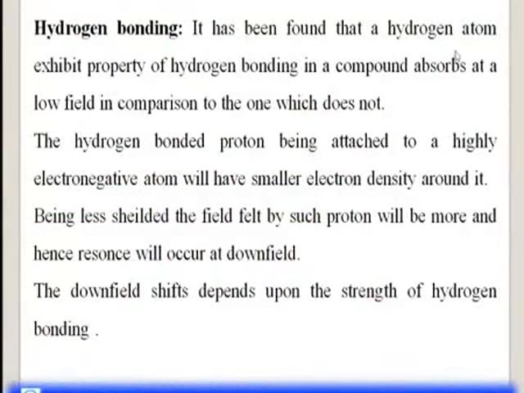Next effect is hydrogen bonding. It has been found that a hydrogen atom exhibiting the property of hydrogen bonding in a compound absorbs at a low field in comparison to one which does not. The hydrogen-bonded proton, being attached to a highly electronegative atom, has a smaller electron density around it, and being less shielded, the field felt by the proton will be more, and hence resonance will occur downfield. The downfield shift depends upon the strength of hydrogen bonding.